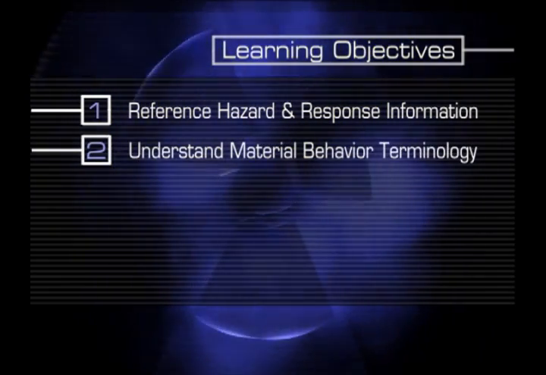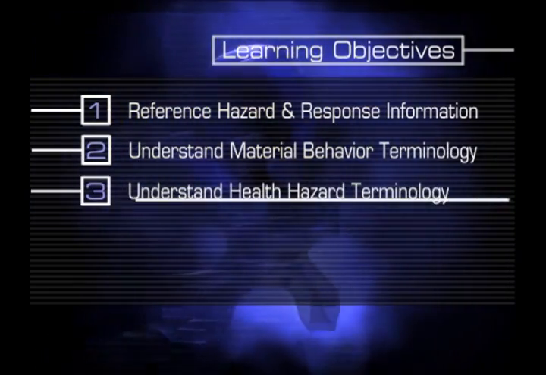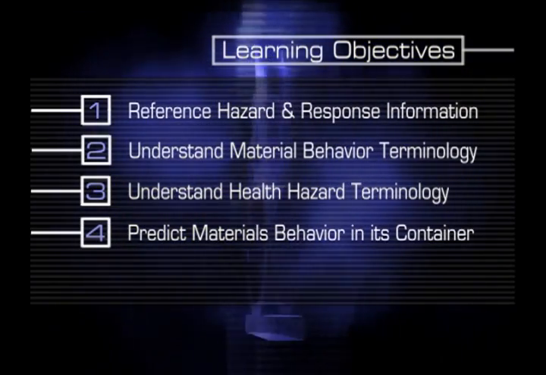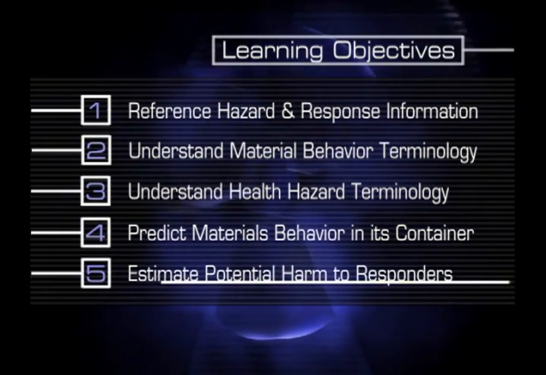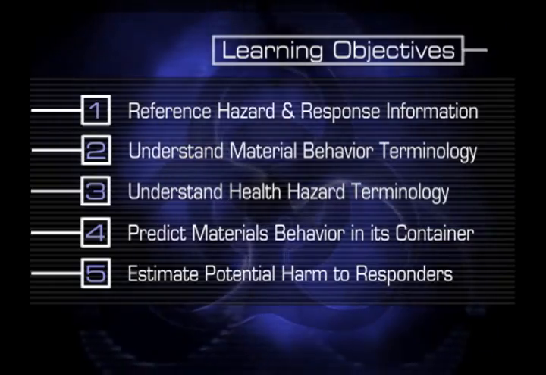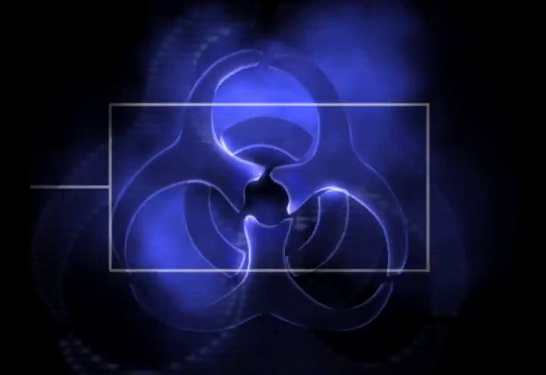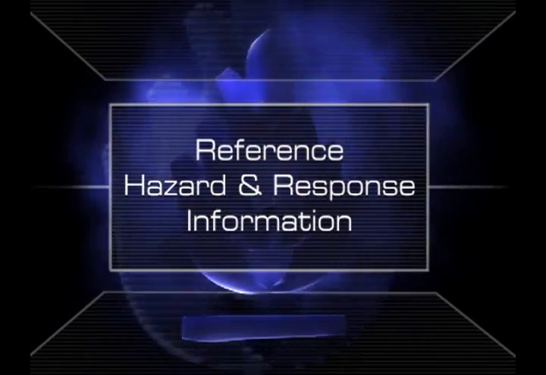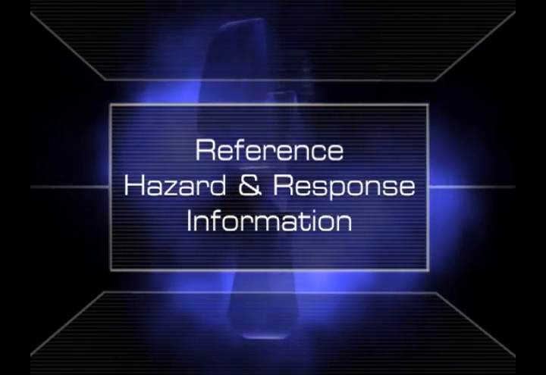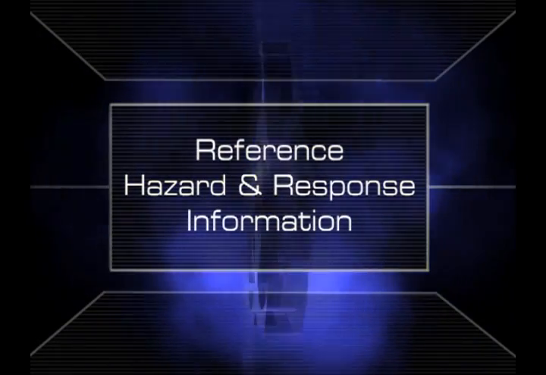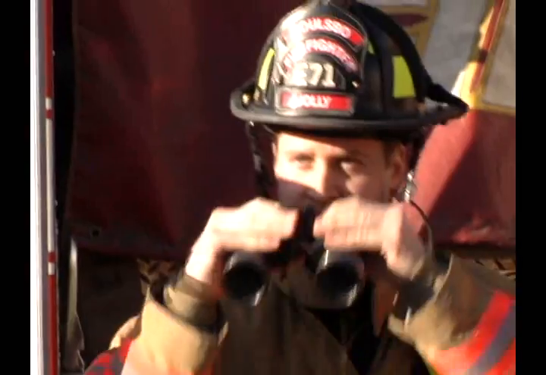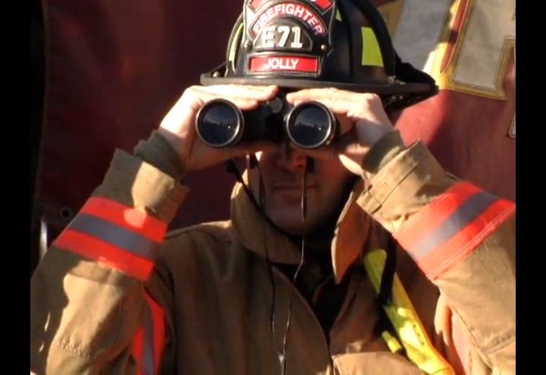material behavior terminology, understand health hazard terminology, predict the behavior of a material in its container, and use this information to estimate the potential harm to responders and the public. Once you have read visible placards and collected data about the containers on scene, NFPA 472 requires that you reference at least 3 separate sources of information to confirm the identity of materials involved and how to mitigate their dangers.